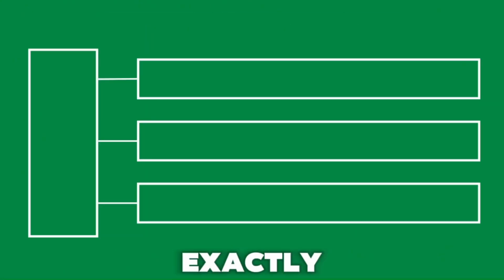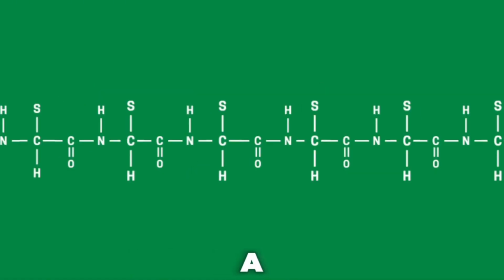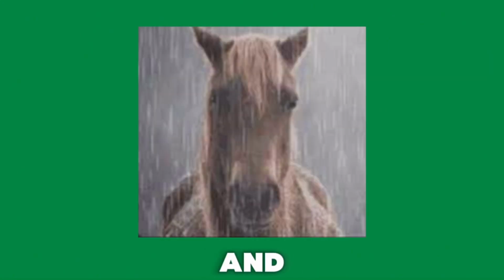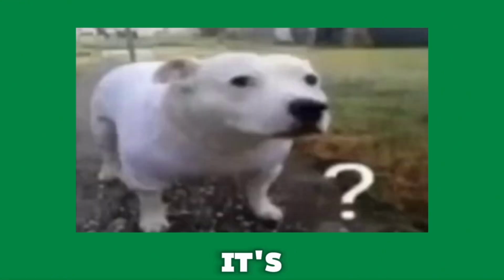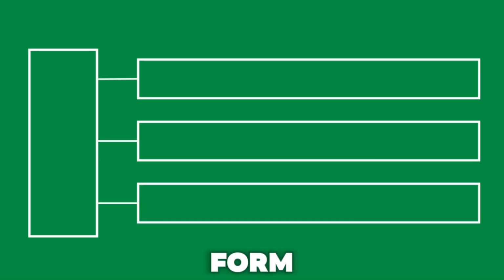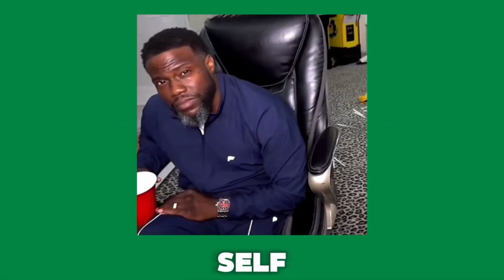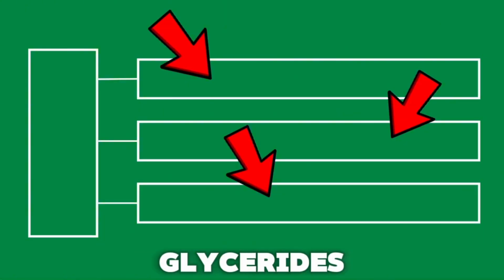Exactly how a disaccharide has a glycosidic bond and a polypeptide has a peptide bond, these guys are held together by something called an ester bond. And please do not call it an Easter bond, okay? It's not the Easter bunny. I've seen someone call it an Easter bond before in an exam, so don't call it Easter. It's an ester bond, and I'll explain how they form. So this lipid right here is something we call a triglyceride. It's pretty self-explanatory, because tri meaning three, it contains three glycerides.